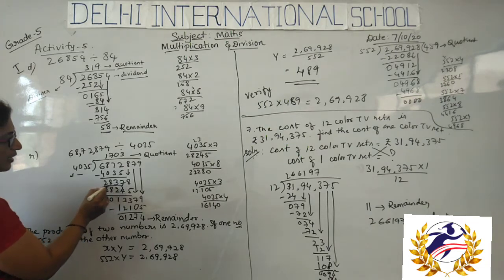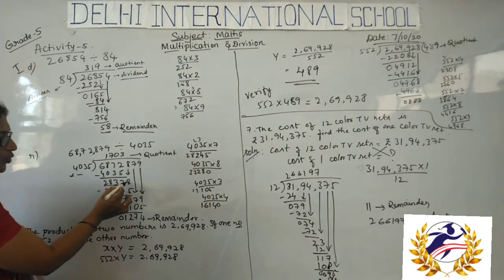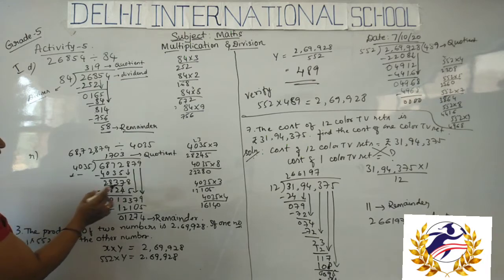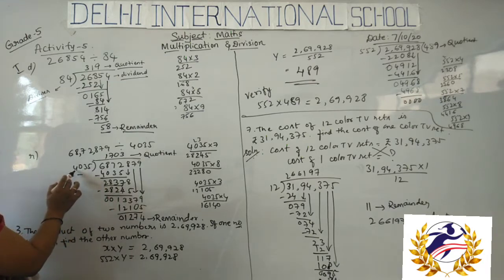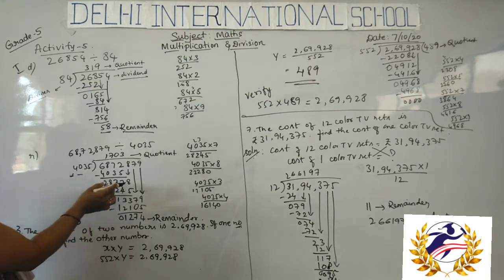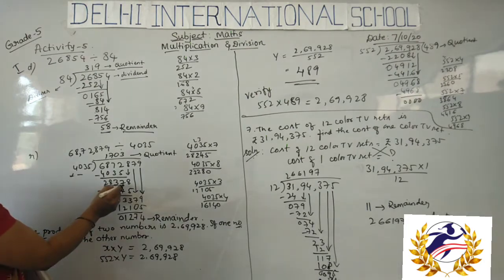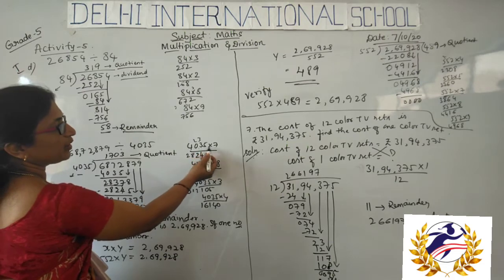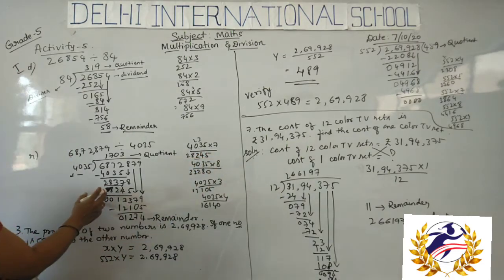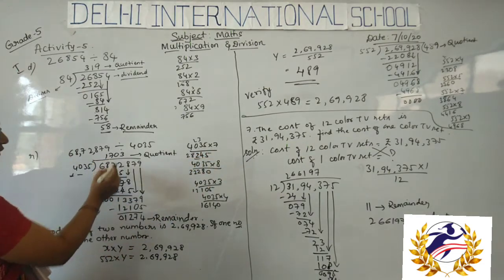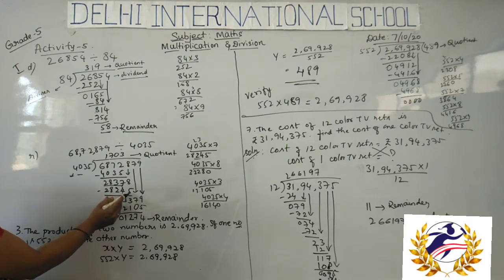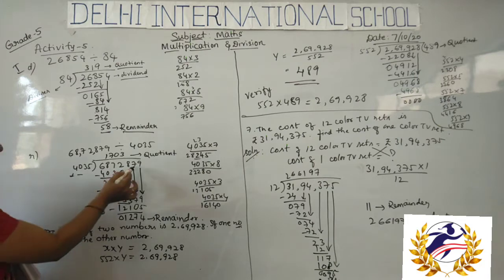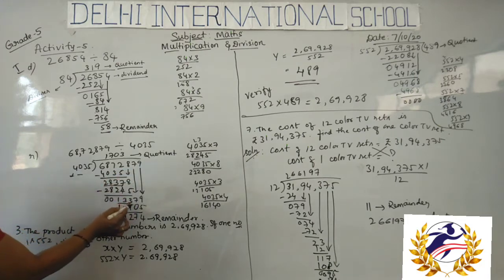I got this answer 2837. I took 8 below near this because it is lesser than this number, 2800. So 28,378. I have multiplied here 4035 7s are 28,245. Again I do subtraction. I got 133. Again I took 7. When I took 7 below, 1,337 I got.